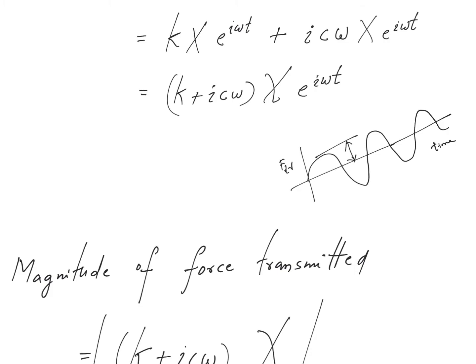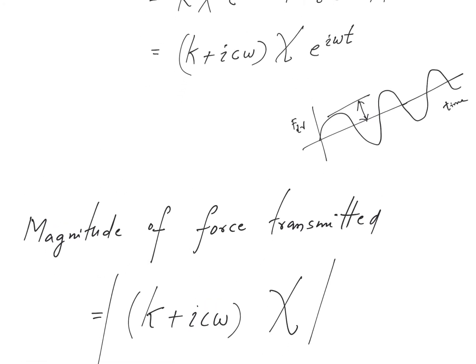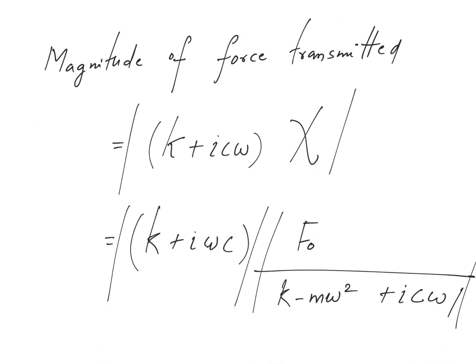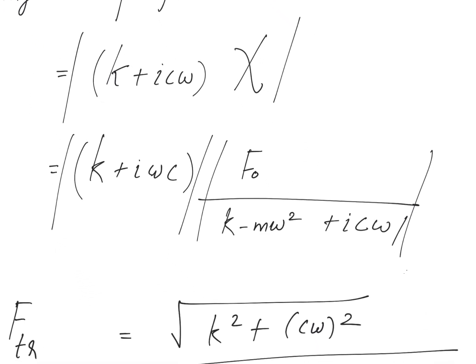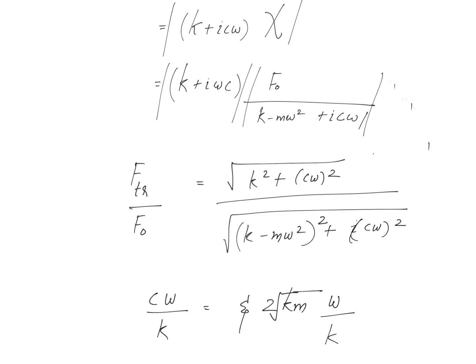This is the amplitude. In order to evaluate the magnitude or amplitude of the force transmitted, you just need to take the magnitude of these two complex numbers. We have already evaluated the expression for capital X. Plug that here. Again, simply plug and check. A bit of complex algebra will help you here. Now the ratio of force transmitted to the initial force, F0 was the amplitude of the initial force which you have given as an input to the system. It comes out like this.